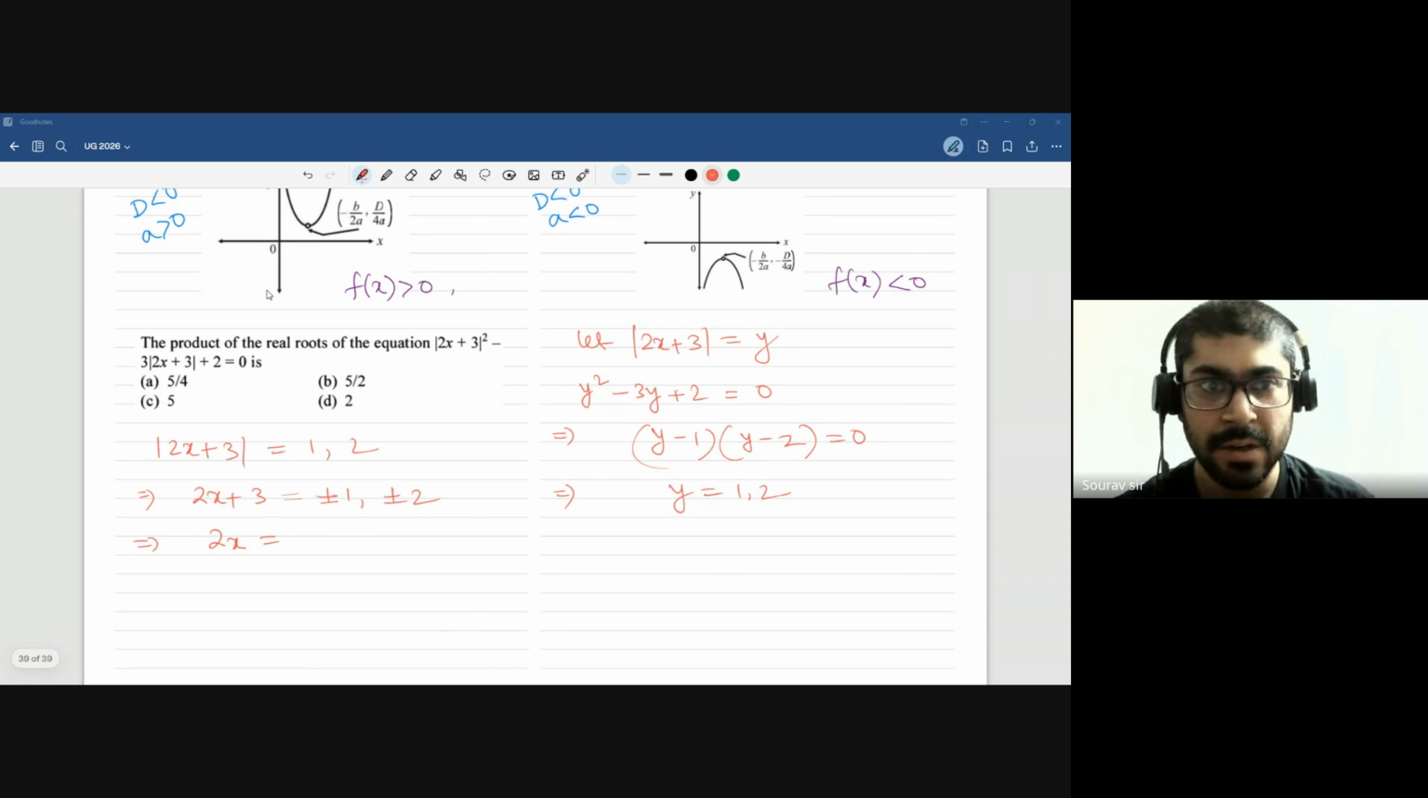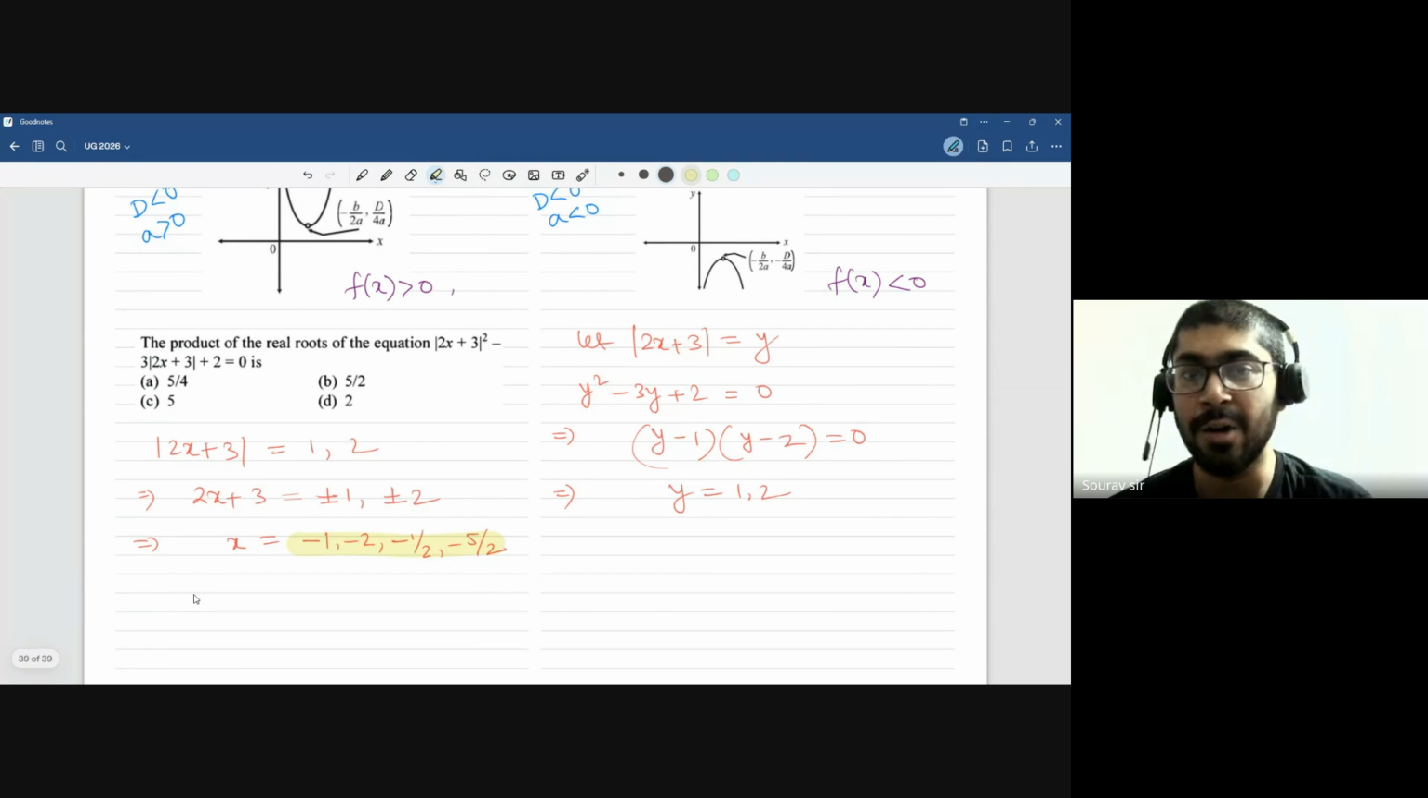What will that give you? Minus 3 plus minus 1, that will give you minus 1, minus 2, and minus 3 plus minus 2 gives minus 1, minus 5, because you will have to divide by 2 as well, right? So I'm just writing x directly: minus 1, minus 2, minus half and minus 5 by 2. So these are the four roots.